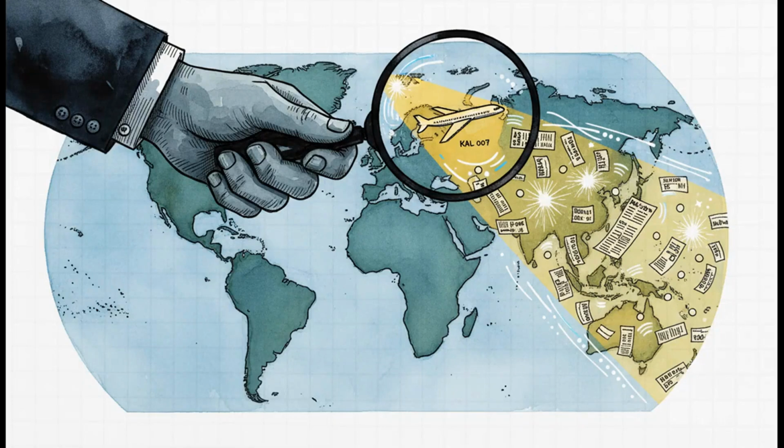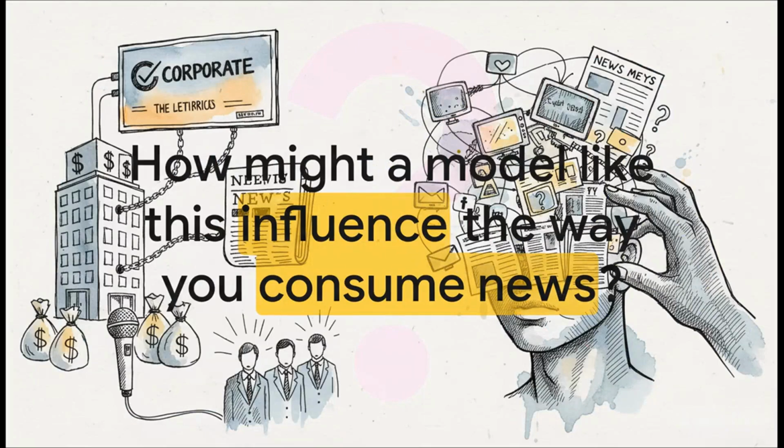So this whole process doesn't just block certain stories. It also creates the perfect conditions for what the model calls propaganda campaigns. This is when the media system altogether focuses intensely on one story, like the downing of that Korean airliner, KAL-070, because that story happens to perfectly align with the interests of the powerful. And all of that brings us to our final thought.